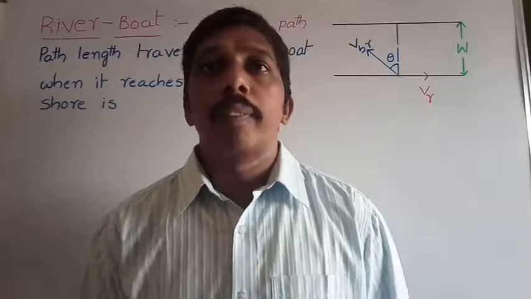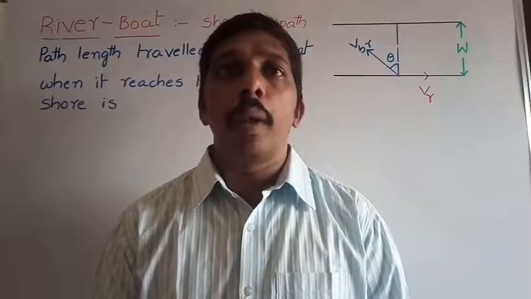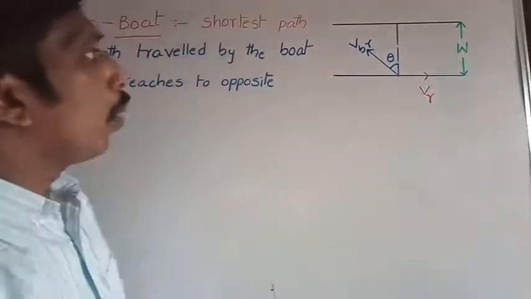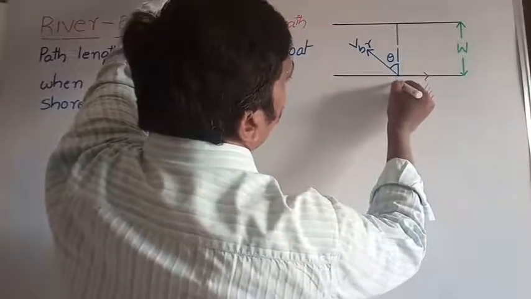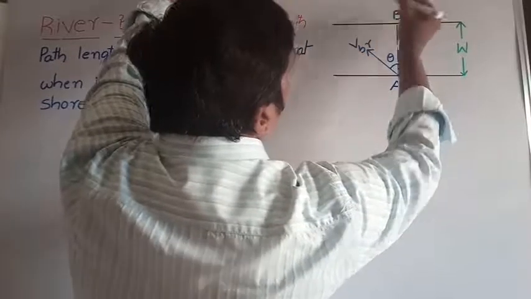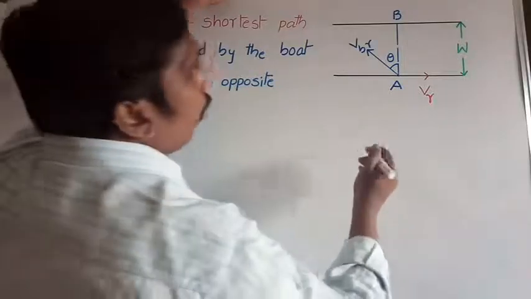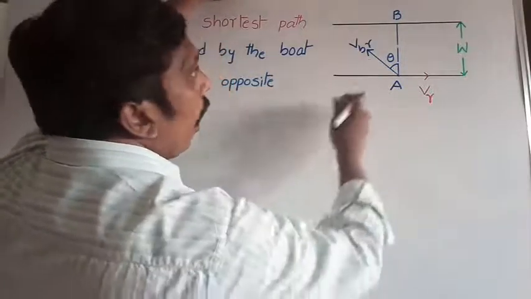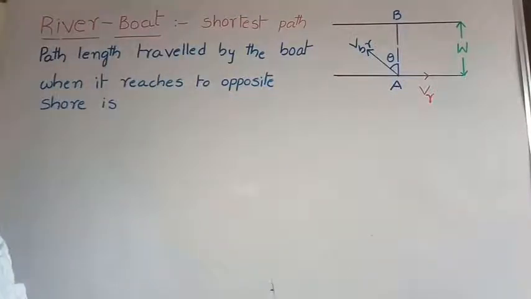Hi students, in this class we learn the shortest path traveled by the boat. A boat travels from a point A and wants to reach the opposite shore. If he reaches the opposite shore, what is the length of the path traveled by the boat? Suppose if we start like this and reach exactly point B, then the length of the path is equal to the width of the river.